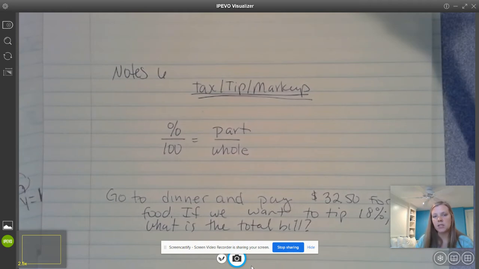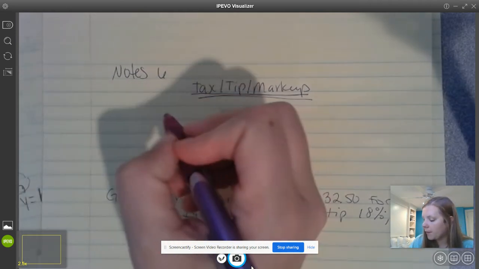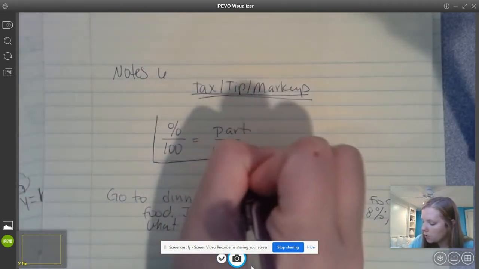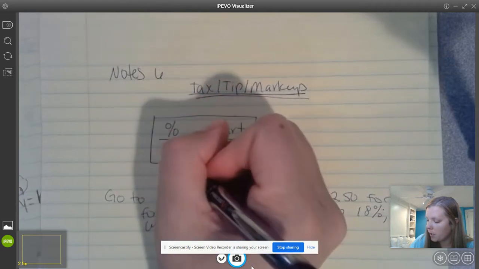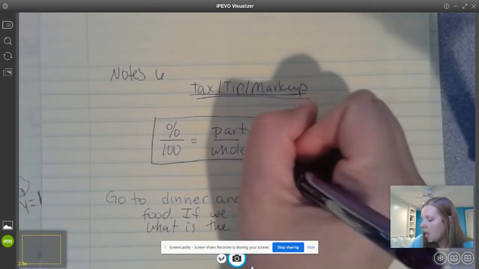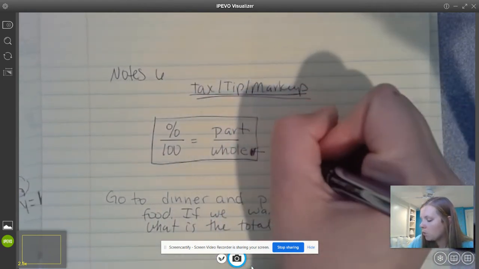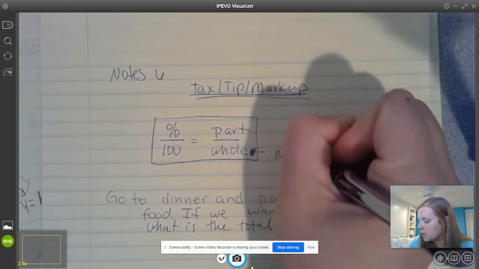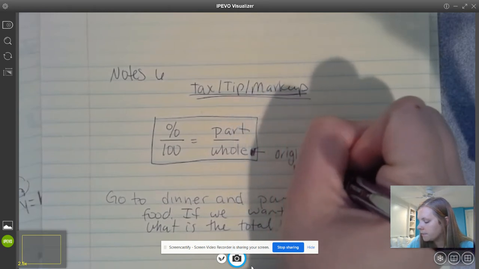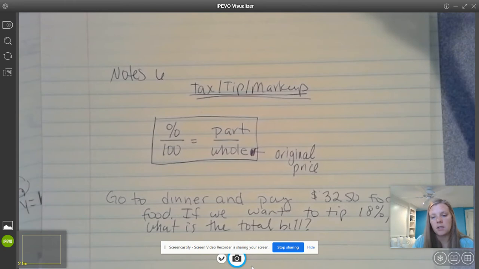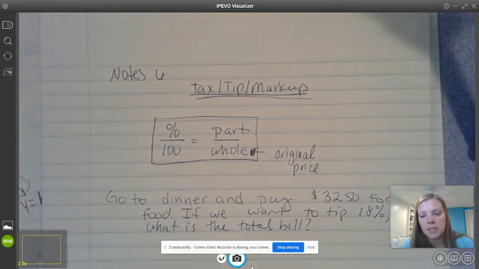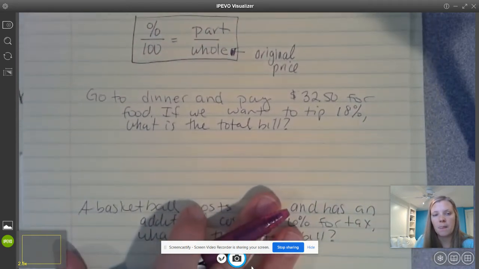So when we're doing this, just like we talked about on the Google Meet, we are going to use this proportion: percent over 100 equals part over whole. And this time, the whole is the original price. That's important to note. It's not the total price of the whole thing, including the tax or the tip or the markup, how much you're raising the price. It's the original price. So I have two examples for us to work through.